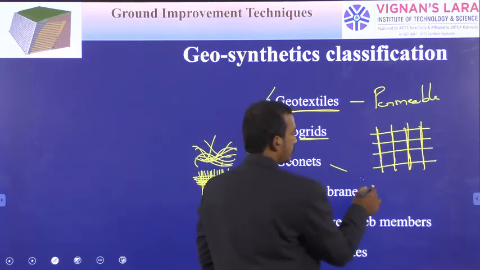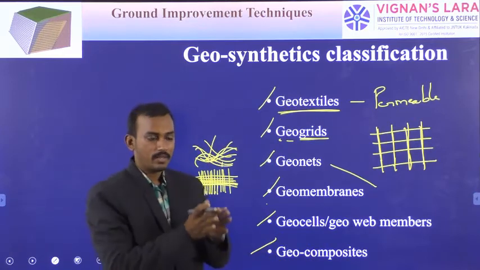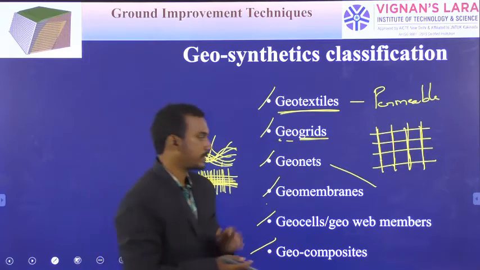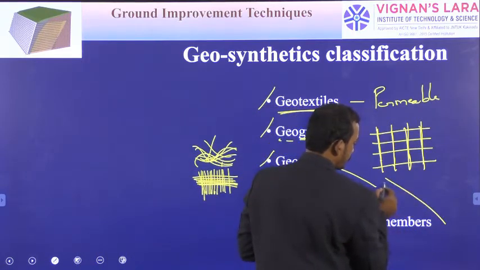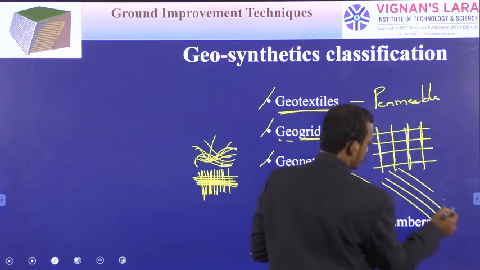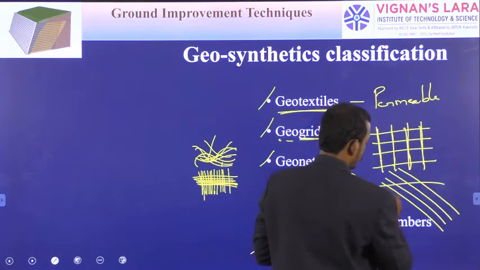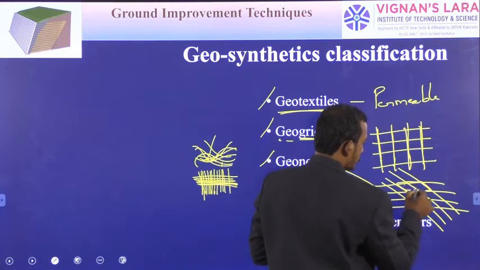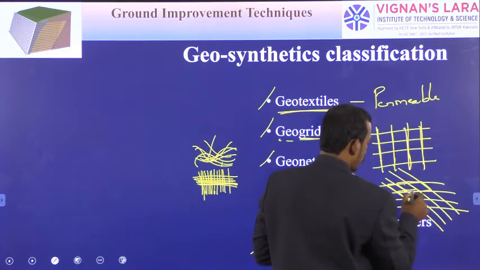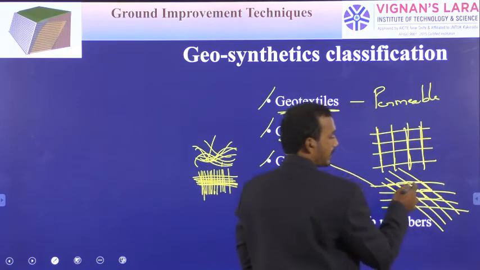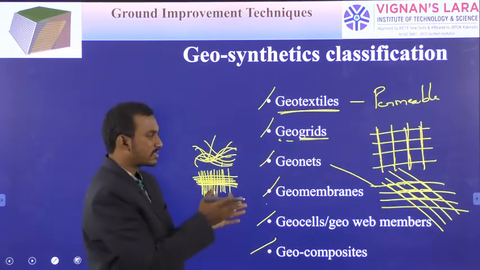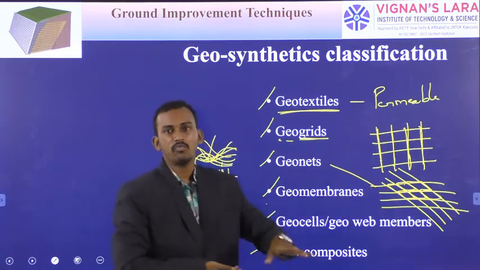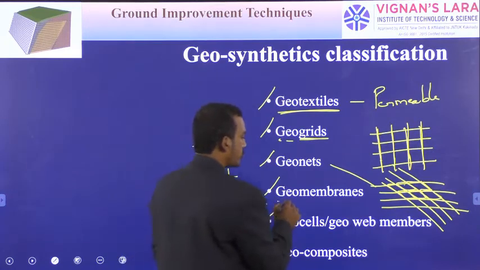Geonets are very similar to the geogrids but having an exact orientation or a proportioned orientation. If you see, the grid might be this type also. The orientation of each grid should be proportional to the next one or equal to the next one. Like this, it must have an exact orientation. There is a small difference. Both are grids only, but geonets are having some orientation. Then we have geomembranes.